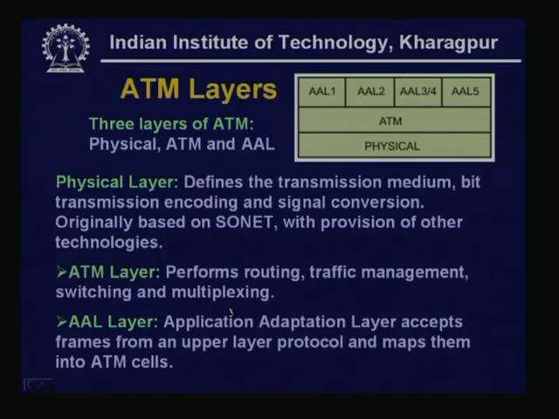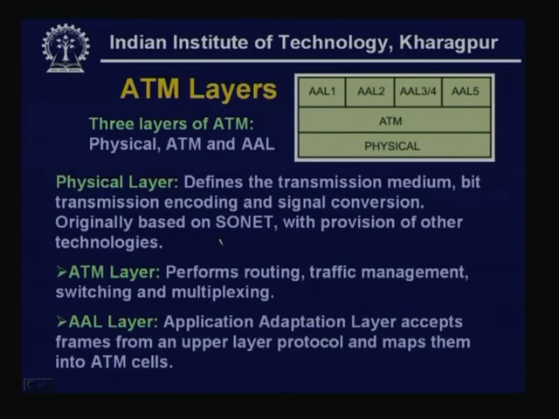Now, let us look at the different layers used in ATM. As I mentioned, ATM has 3 different layers: physical, ATM and AAL. AAL stands for application adaptation layer. The physical layer defines the transmission medium, usually optical fiber, bit transmission encoding and signal conversions. It may be necessary to convert from electrical to optical and optical to electrical. The physical layer does that.